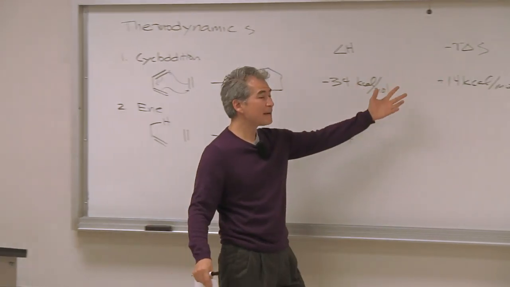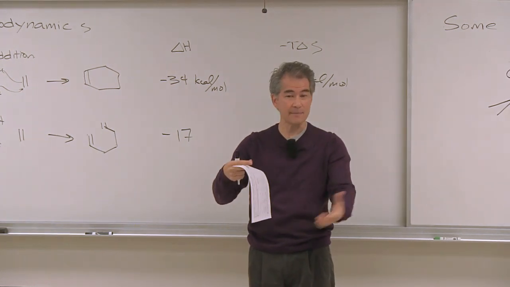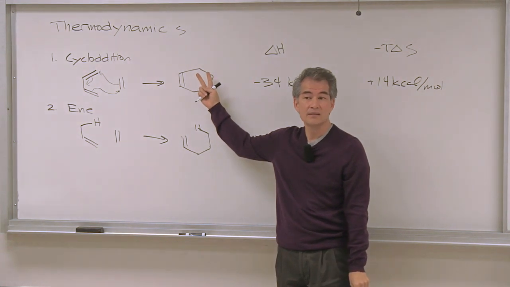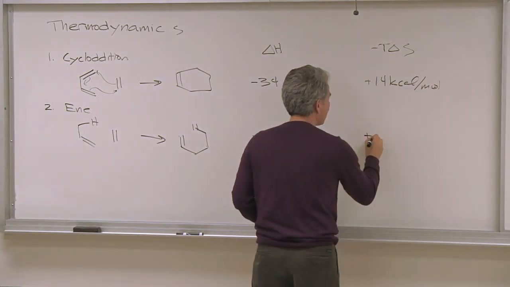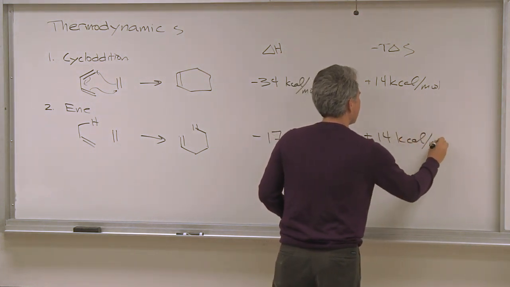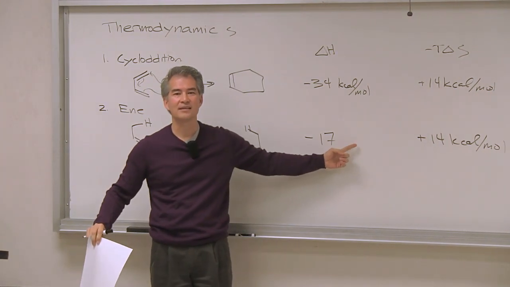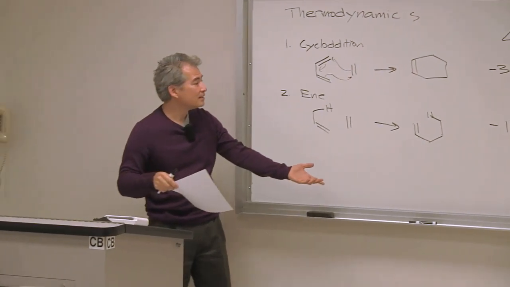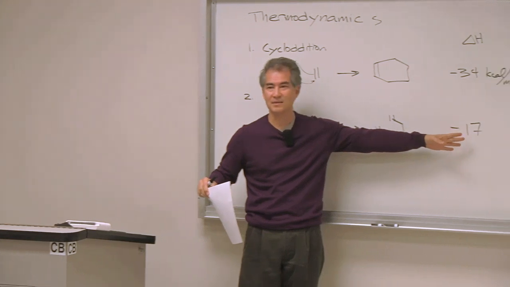But the entropic cost of bringing these two molecules together is about the same. The transition state for this pericyclic reaction looks very similar to the transition state for a Diels-Alder reaction. And so the entropic cost is about 14 kcals per mole. These are estimates. And the important part of this is these numbers down here are not that different. They're not that different, right? Just add a little bit of steric hindrance and suddenly this starts to look like it's in balance.